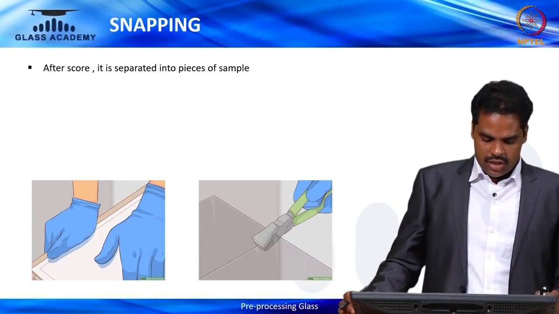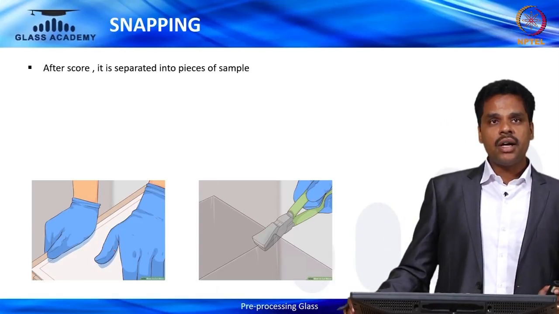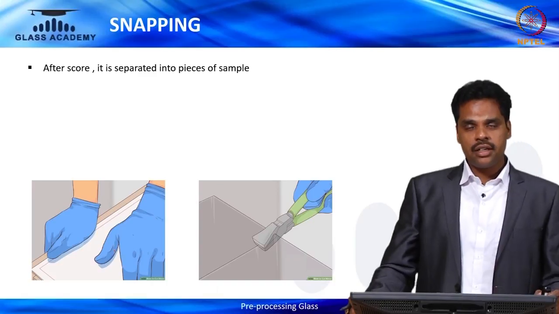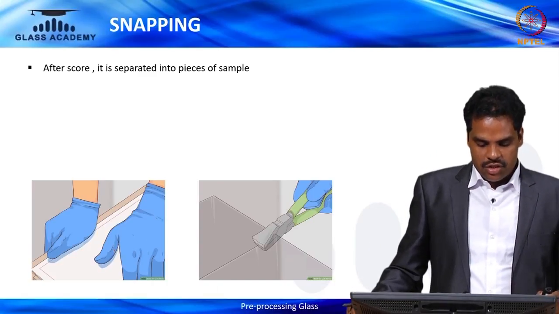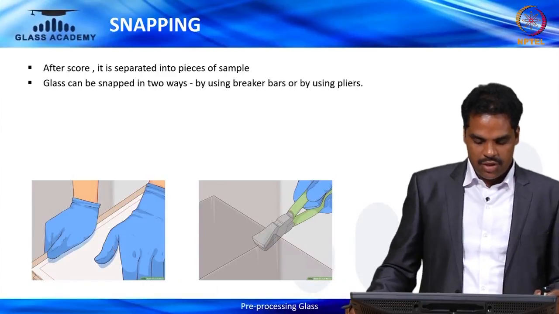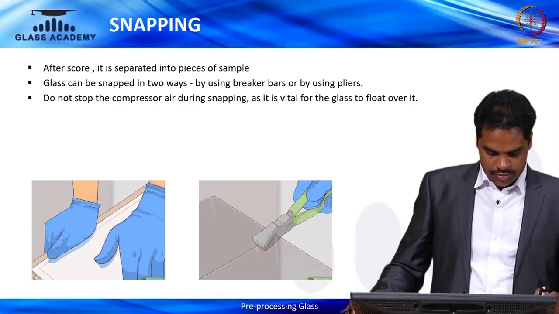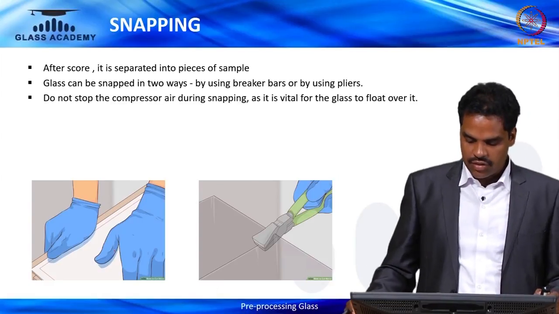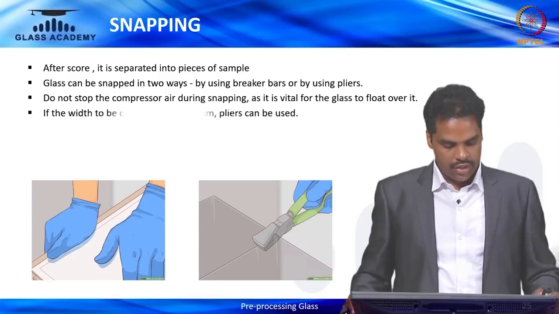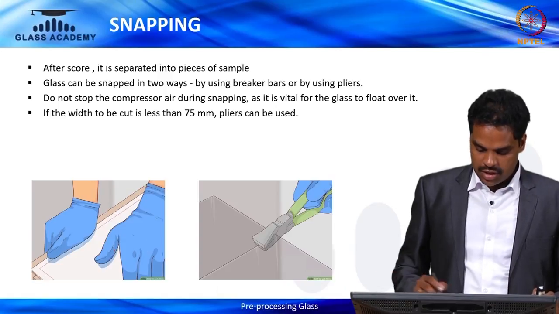Snapping is done once the glass is cut with the CNC machines or manual cutting, and it separates the glass into pieces. Glass can be snapped in two ways, by using a breaker bar or by using pliers. Don't stop the compressor air during snapping, as it is vital for the glass to float over it. If the width to be cut is less than 75 mm, pliers can be used.